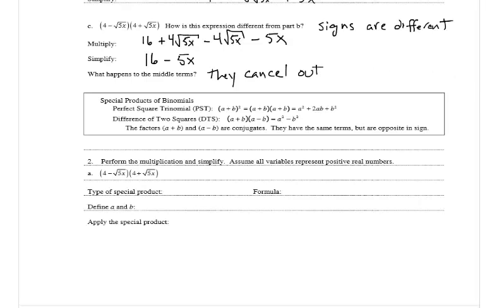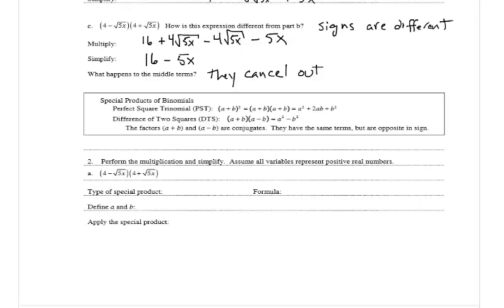And now they give us special products of binomials. A perfect square trinomial is when we have a plus b squared is equal to a plus b times a plus b is equal to a squared plus 2ab plus b squared. And the difference of two squares, a plus b times a minus b is equal to a squared minus b squared. And then it says the factors a plus b and a minus b are conjugates. They have the same terms but opposite signs.